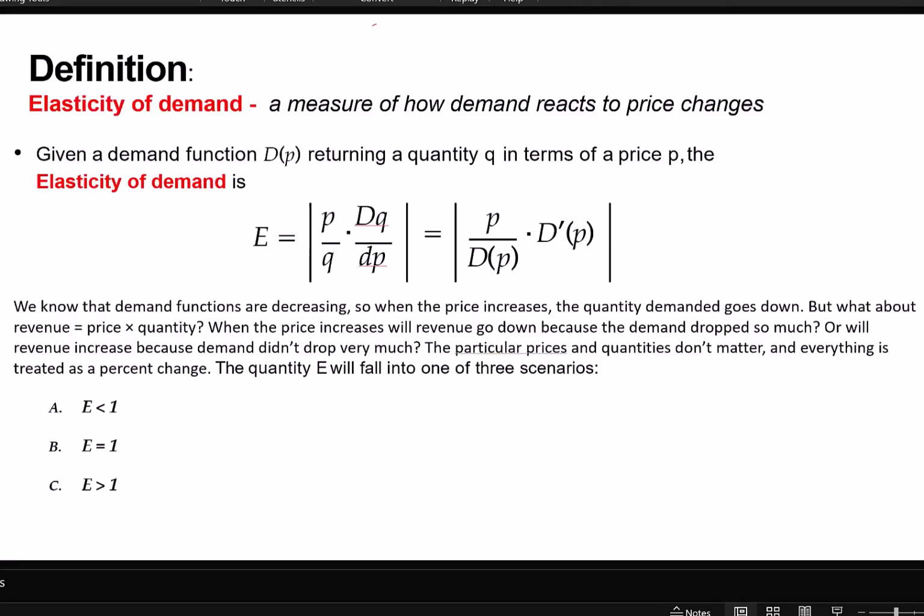Hi, everybody. Welcome to section 2.10, and we're going to be talking about the elasticity of demand. For the elasticity of demand, we know it's a measure of how demand reacts to price changes. If I increase my price, what happens to my quantity sold?